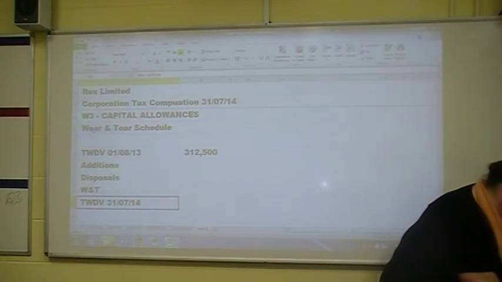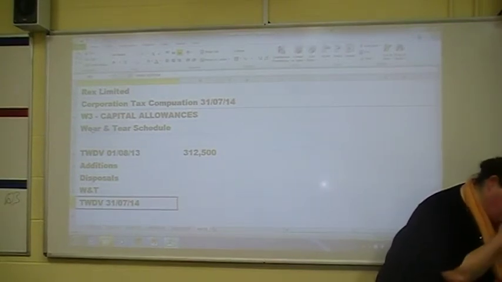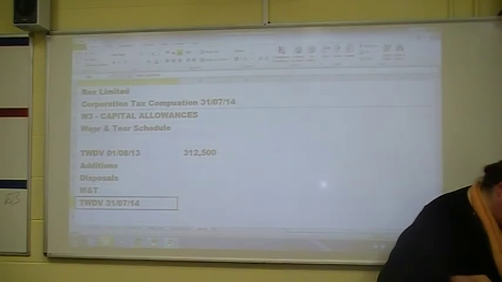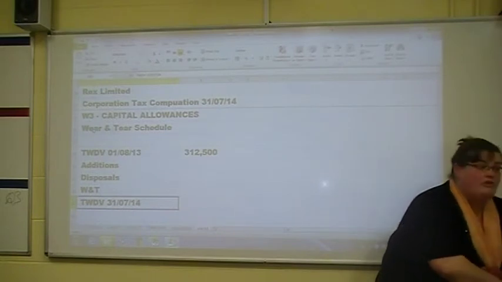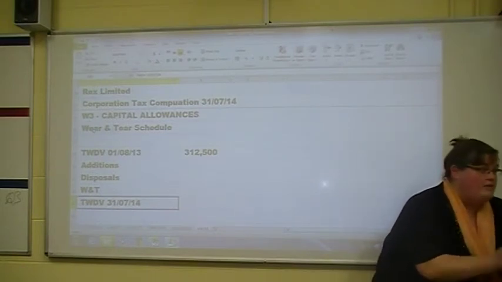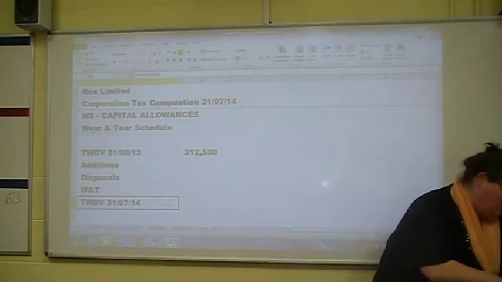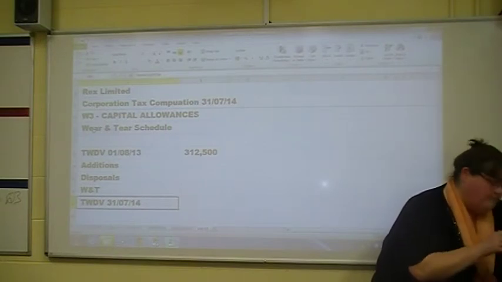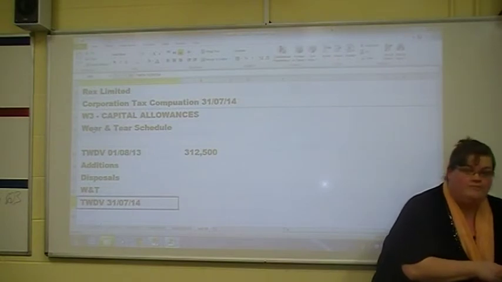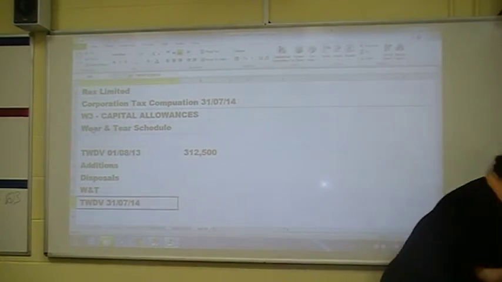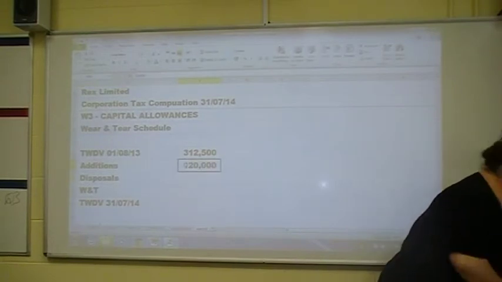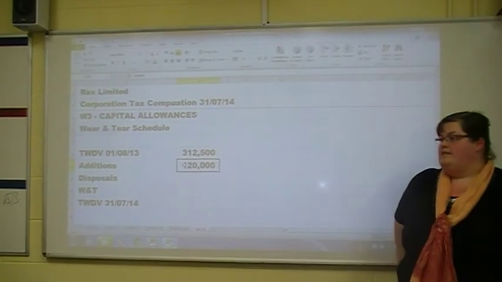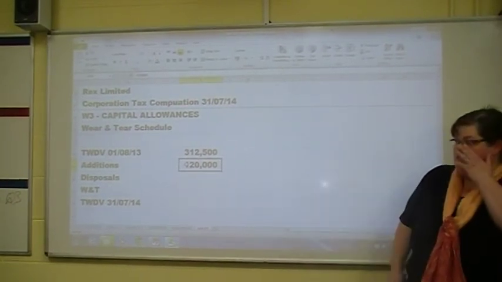And the company also acquired a new plant and machinery at a cost of 147,600, including VAT at 23% during the current period. Okay, so the 147,600 is including VAT. We need it net of VAT. So your 147,600 divided by 1.23, 120,000. So the 120 goes in as our additions. Okay, it's always the price net of VAT goes in as our additions.